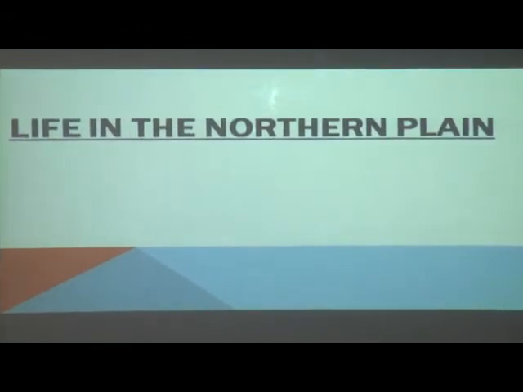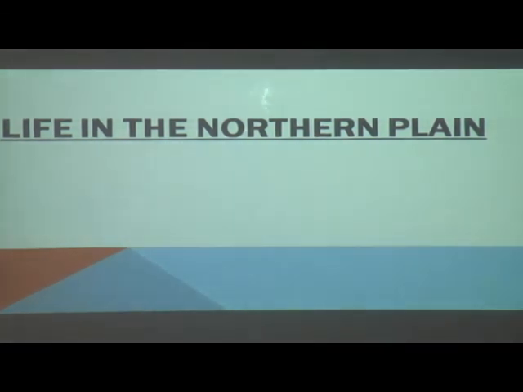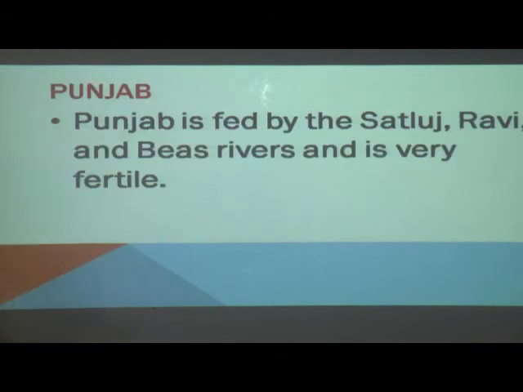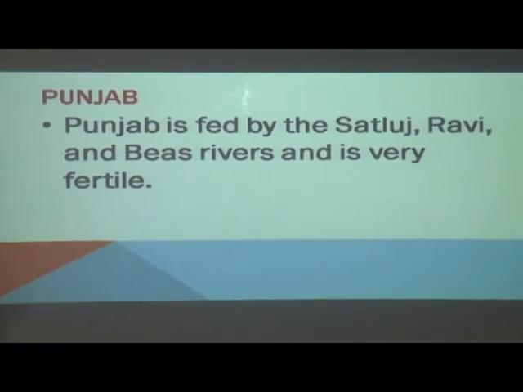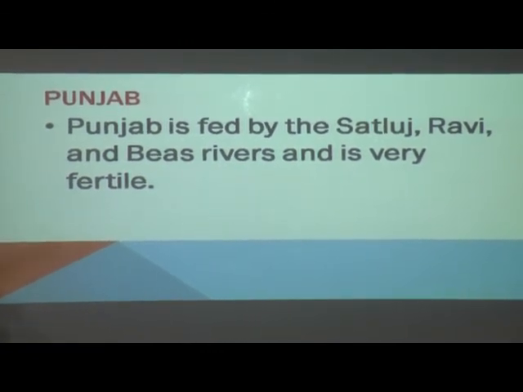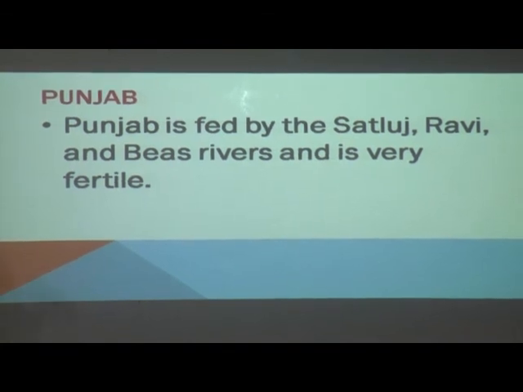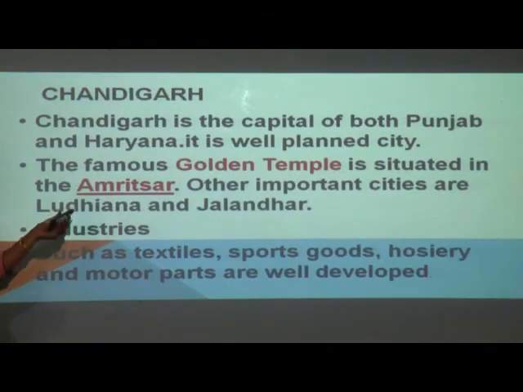Now come to the point here, northern plains. Now we have studied all the three basins, correct. Now we are going to see the life of the people, how they live. Here now Punjab is there. Now Punjab, how is it here? Punjab is fed by the Sutlej, Ravi river, and the river bases are very fertile. This land is very fertile.